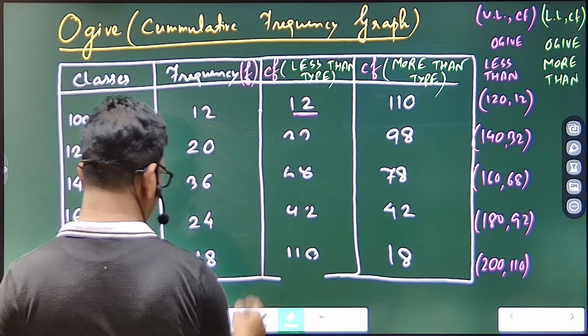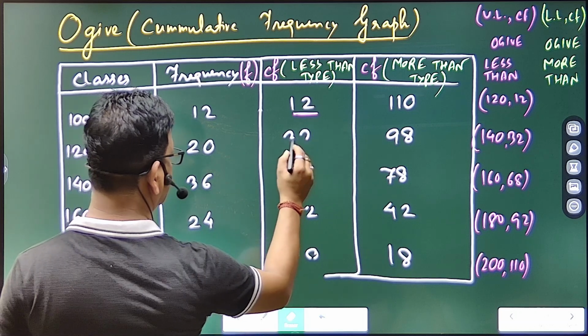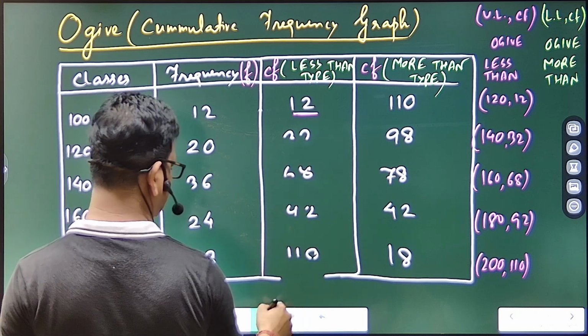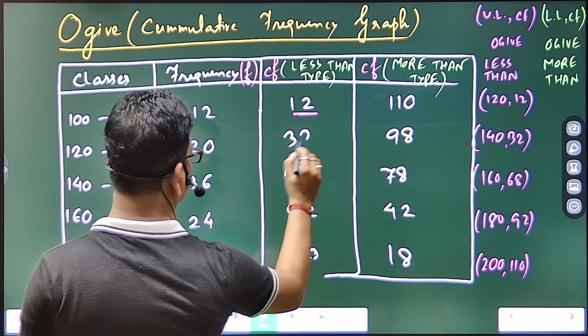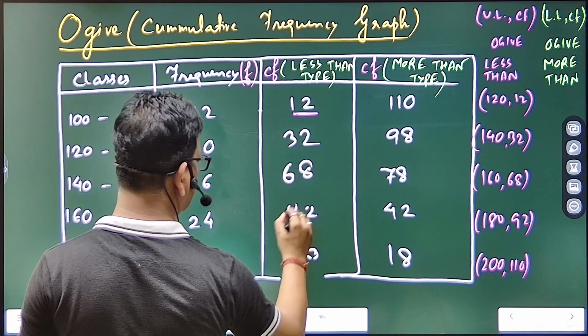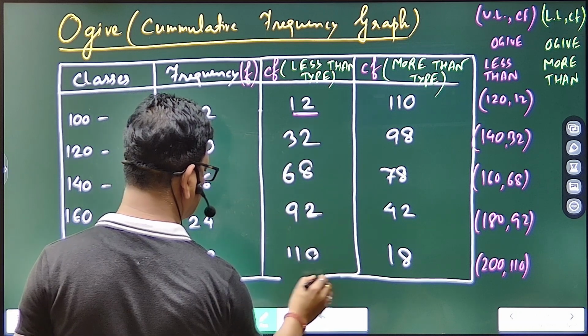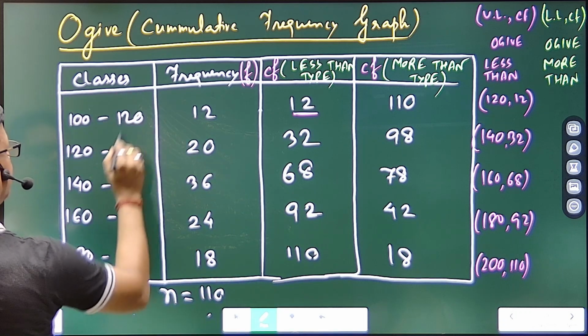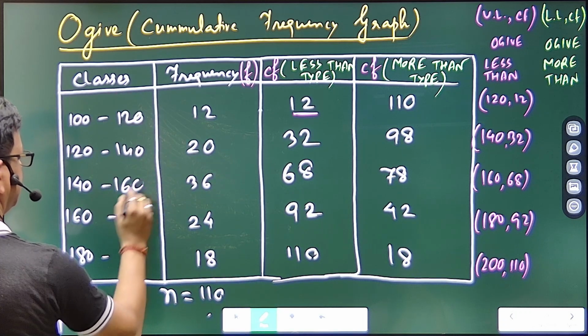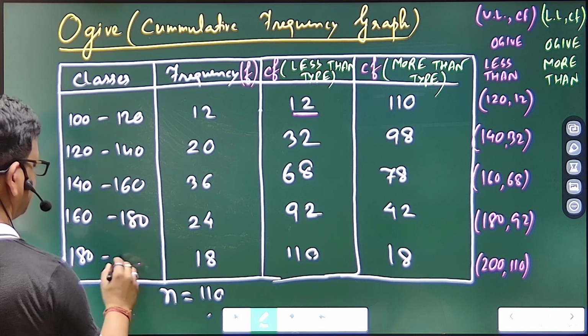Okay, you will let me know the number. It was how much? 32, right? It was 30, 32. I think it was 68. It was 92 and it was 110. So here it was 120, 140, 160, 180 and 200, right?